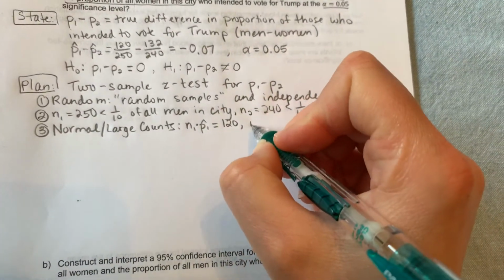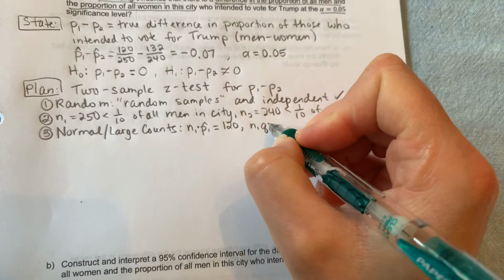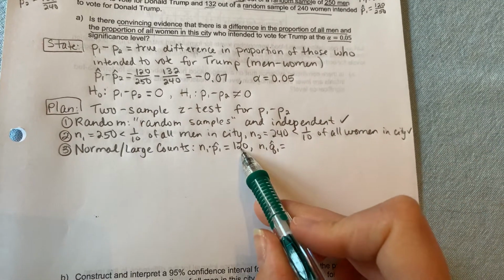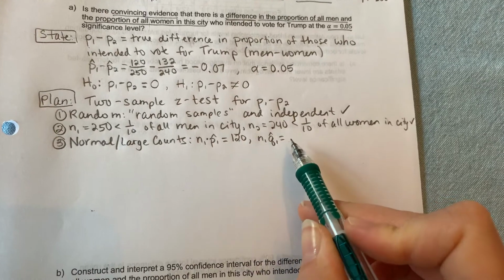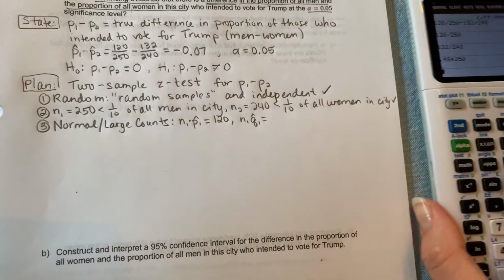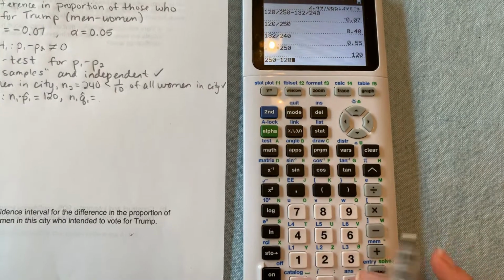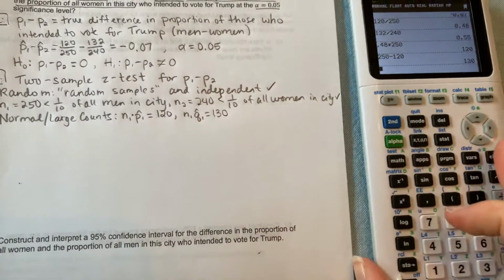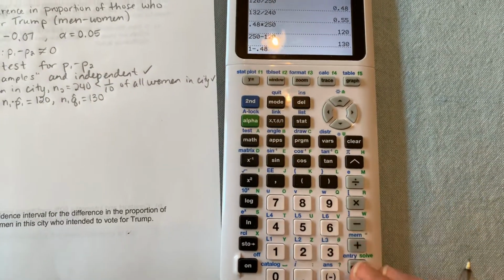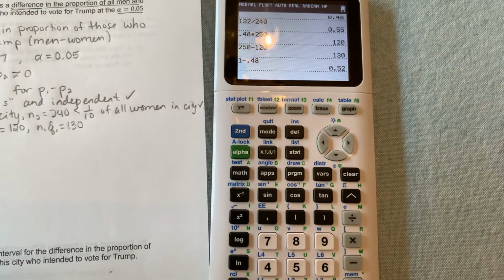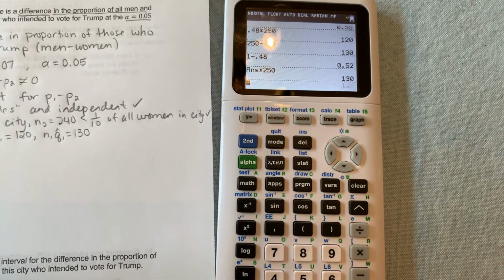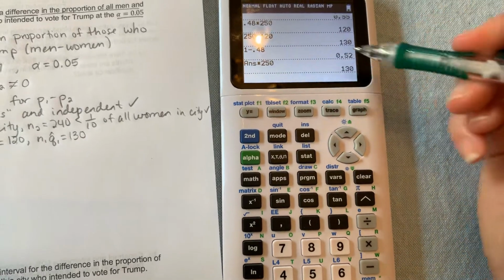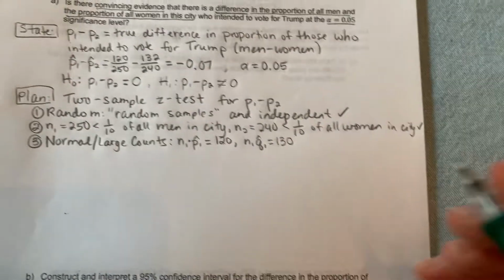The other thing we have to check for this first sample is N1 times Q1 hat. So this is the people who don't do whatever it is we're interested in, right? 120 people intend to vote for Trump. How many people intend to not vote for Trump? Well, we could do 250 minus 120, 130. These two things have to add up to the total sample size. Or we could say 1 minus 0.48, 1 minus the sample proportion is 0.52, and multiply that by the sample size. So the proportion of people who intend to not vote for Donald Trump multiplied by the sample size is, again, 130. Either way is fine.